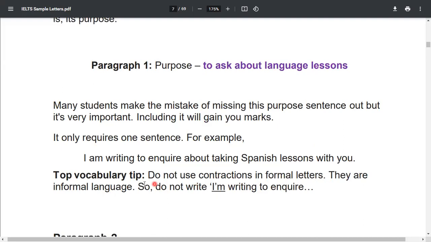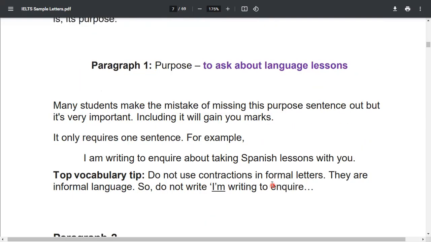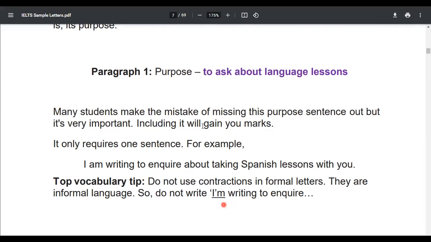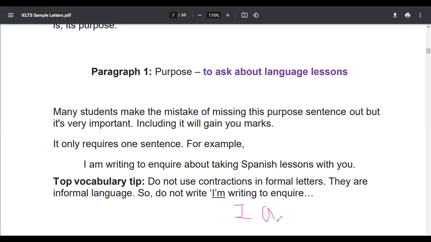As simple as that. Top vocabulary tip: do not use contractions in formal letters. They are informal language. So do not write I'm writing to inquire. You have to write I am. Okay, I missed writing this. So you can't write I'm, you have to write I am. You can't use it if you are writing a formal letter. You can use it if you are writing an informal letter. So you can't use contractions.